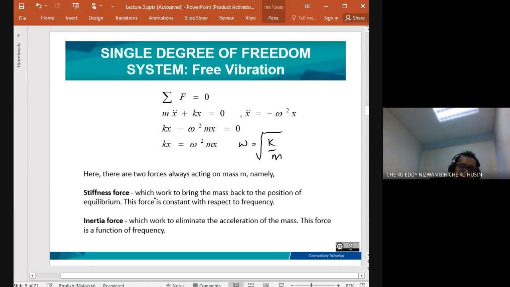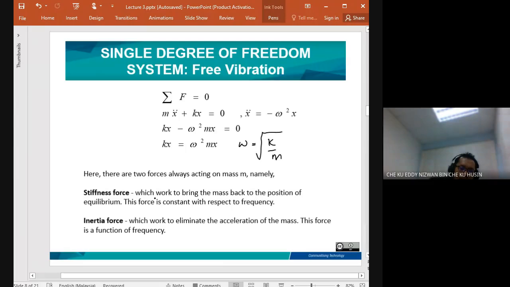And inertia force. Inertia force we can represent as mx double prime, or we can represent as mx omega square. This force works to eliminate the acceleration of the mass, to counterbalance.